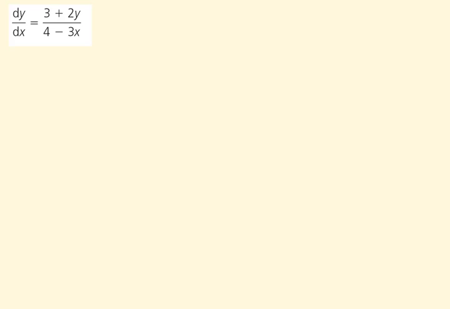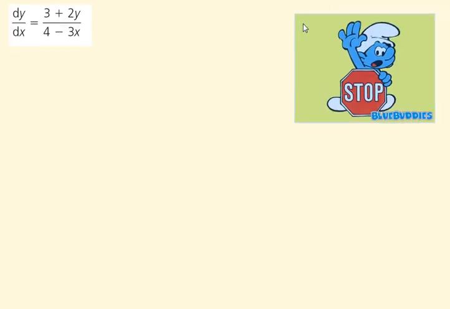Okay, so now I've shown you how to separate the variables. It's an opportunity for you to have a go at one. So here's an equation: dy by dx equals (3 plus 2y) all over (4 minus 3x). And what you want to do for yourself is just pause, have a go at it, and I'll put up a solution as soon as you've done.